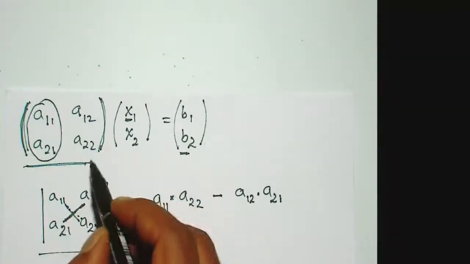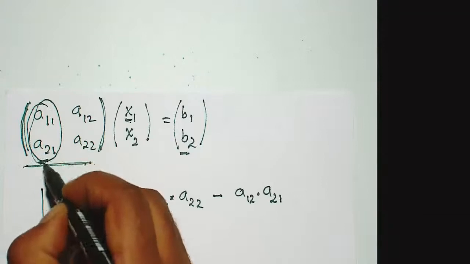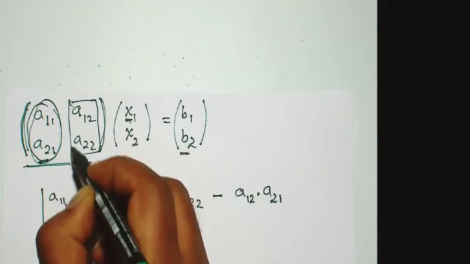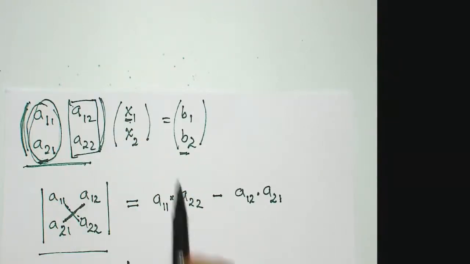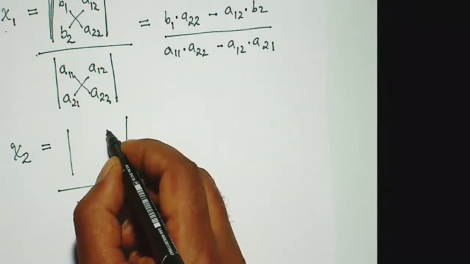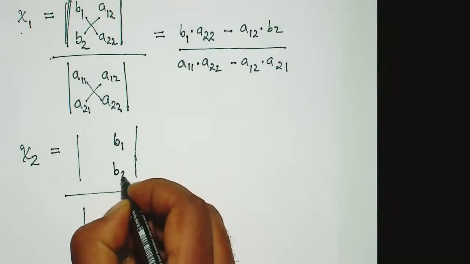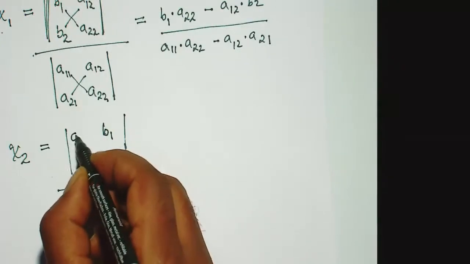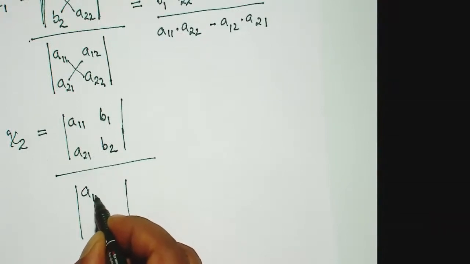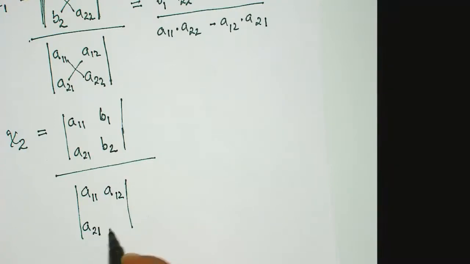As I have just said, we have replaced the coefficients of x1 in the matrix representation for x1. Now we have to take the coefficients of x2 for our matrix representation and replace them with our B matrix. So on the second column of our matrix, I would write B1 and B2, and the first values would remain A11 and A21. Our denominator remains the determinant of our matrix A, so it remains the same.